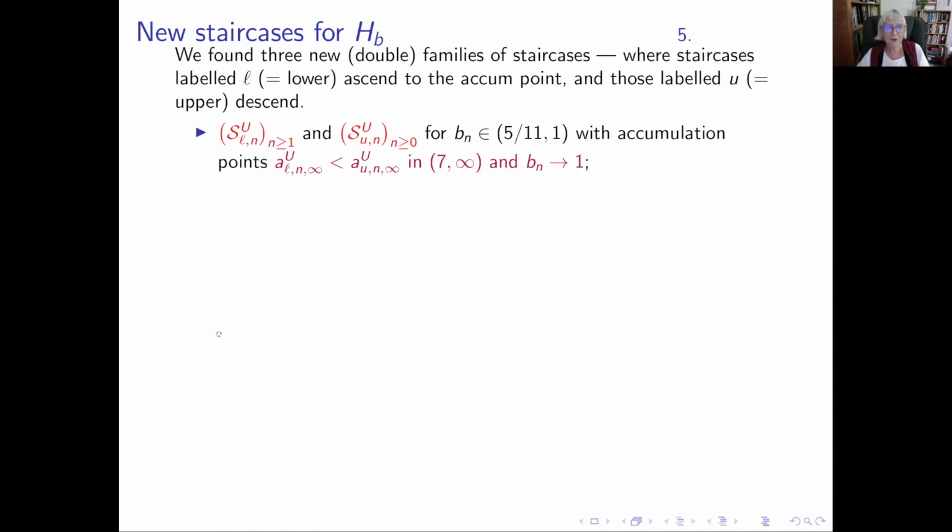So this is our family, which I call the U family, the upper family. And for the upper family, for each value of n, there's an ascending and a descending staircase. And the values of B are bigger than 1/3. They're sort of large values of B. And their accumulation points live in between 7 and infinity. And this set of values here, these bn's go to infinity. So that's our first family.